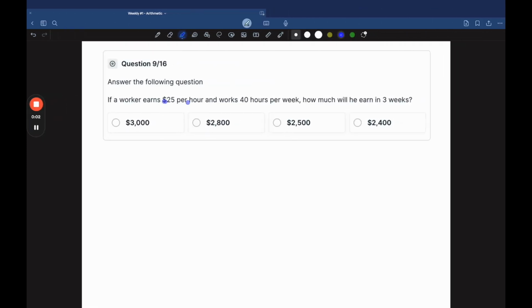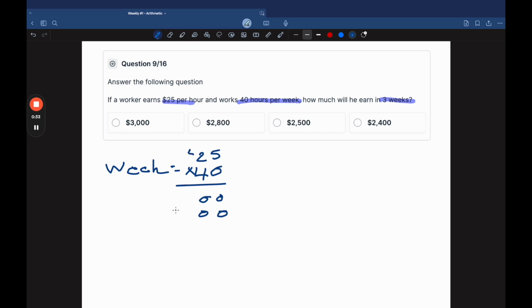Question 9. Step 1. Identify the problem. A worker earns $25 per hour and works 40 hours per week. We need to find out how much he will earn in 3 weeks. Step 2. Calculate weekly earnings. First, multiply the hourly wage by the number of hours worked per week. $25 per hour multiplied by 40 hours per week equals $1,000 per week.